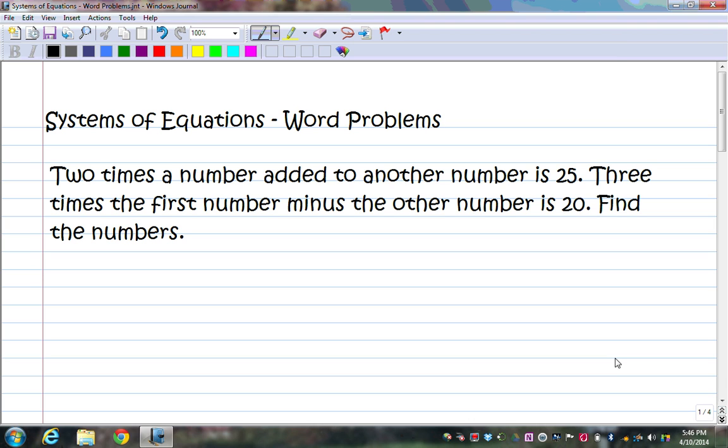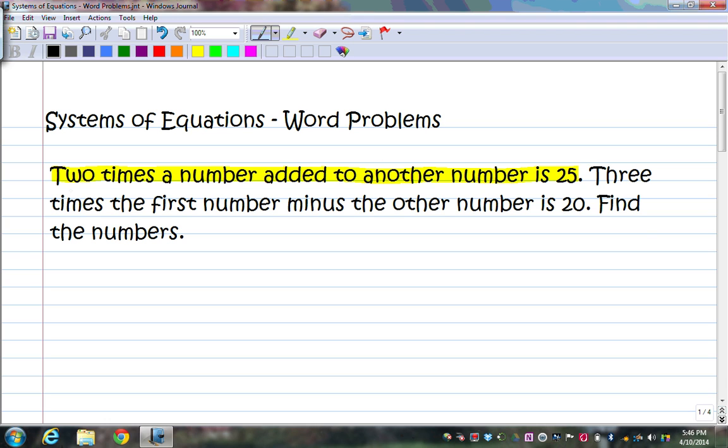2 times a number added to another number is 25. So before we read any more, what I want you to do is look at that first sentence. 2 times a number added to another number is 25. Can you write that? You should be able to.